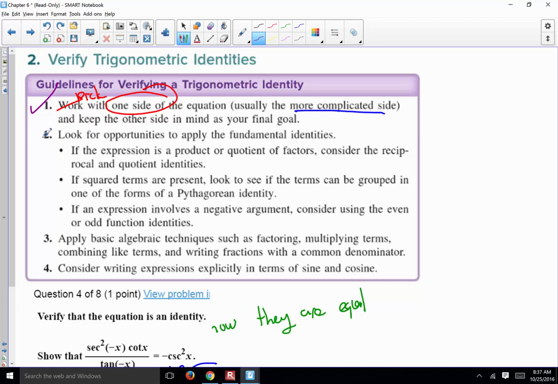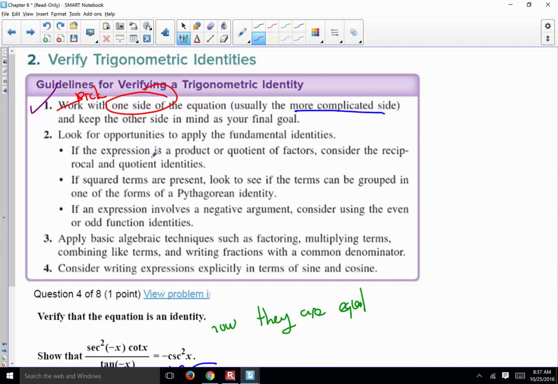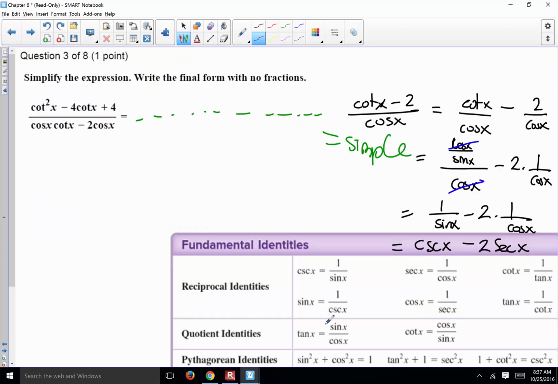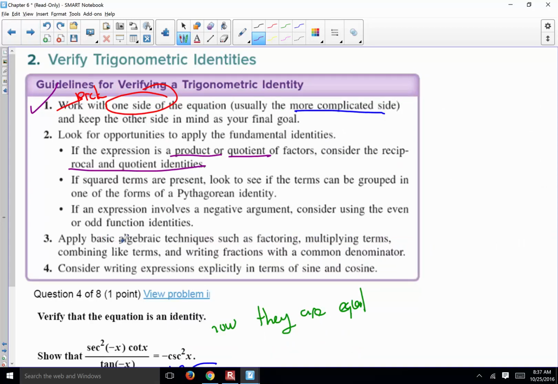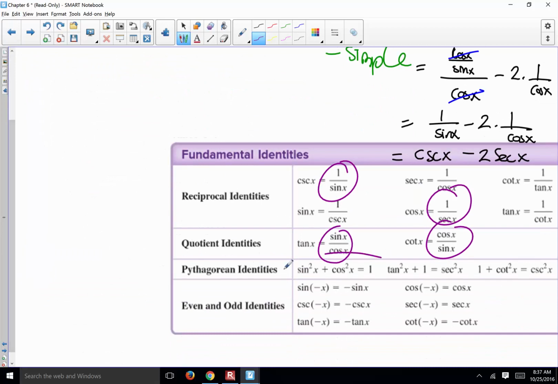Look for opportunities to apply fundamental identities. Again, you're going to use this table. For example, use product and quotient of factors. Consider reciprocal and quotient identities. You may need to flip tangent into sine and cosine, cosecant into 1 over sine, cosine into 1 over secant. You may want to flip things. You may want to use Pythagorean identities, so group sine squared and cosine squared somehow.